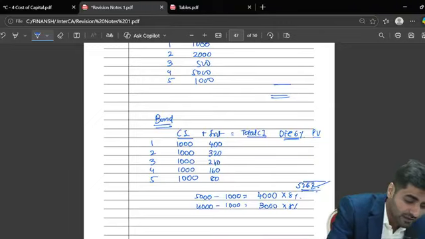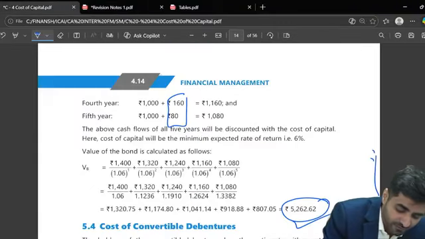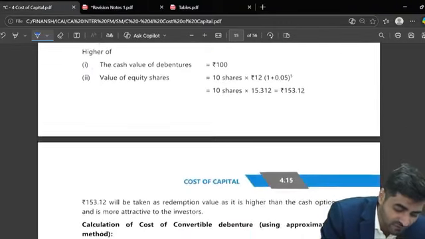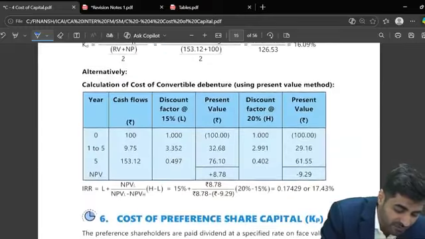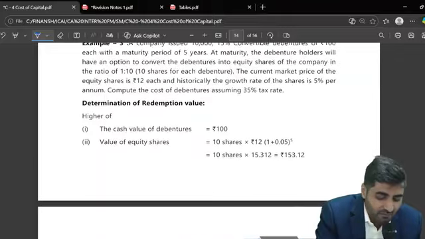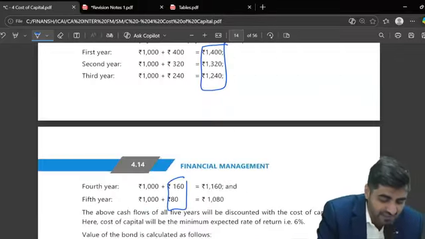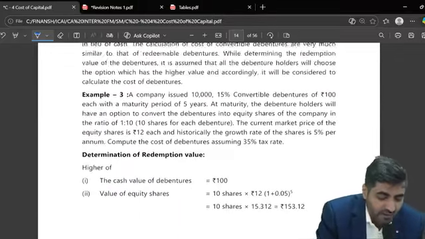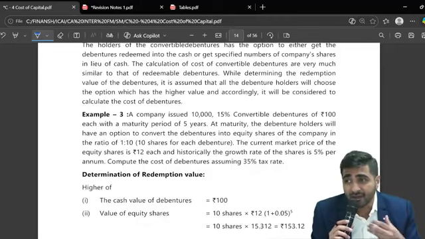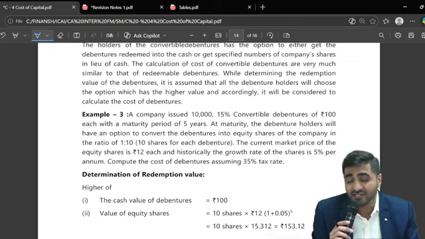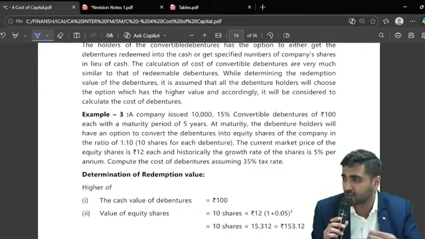Now continuing further, let us start with the cost of convertible debentures. Can you all please tell me what convertible debentures are? There is no question for the same. But basically, can I say convertible debentures is nothing but how much the value of the equity shares is that you are going to get once you convert the debentures into equity shares?